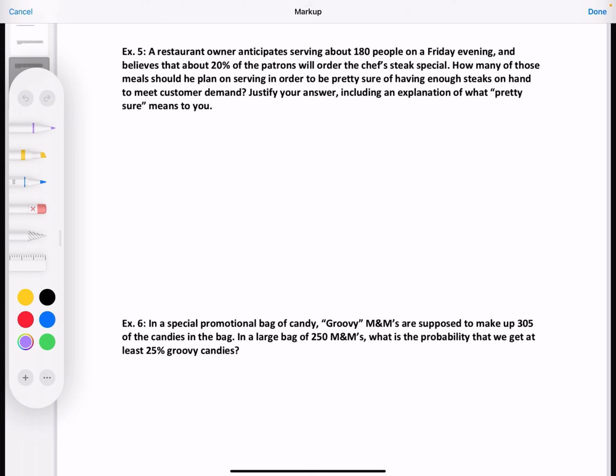What pretty sure means is you're pretty, and you're sure. It means that you're pretty sure. It means that you're almost certain. You're fairly sure. You're close to positive it'll happen.